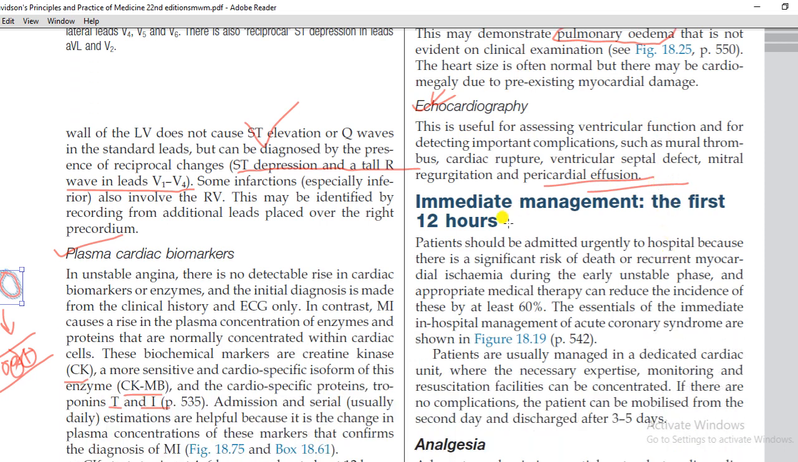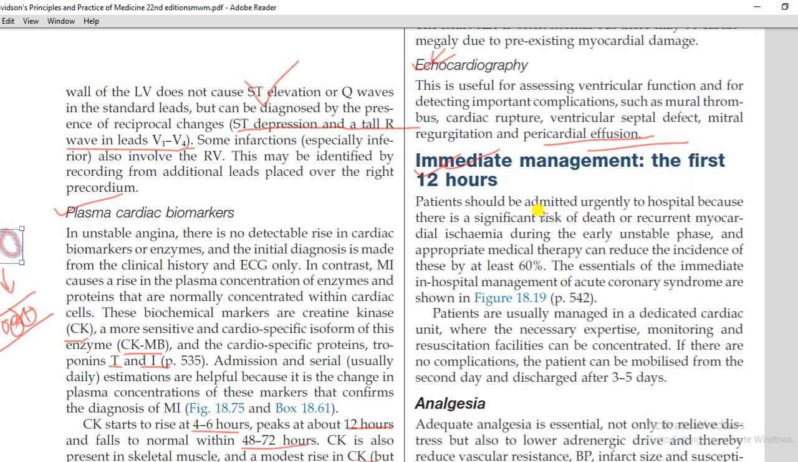Immediate management. The first step is the management of acute coronary syndrome, which is very important. The patient should be admitted urgently to the hospital, obviously, because there is significant risk of death and recurrent myocardial ischemia during the early unstable phase. Recurrent myocardial ischemia often occurs during the early unstable phase, and appropriate medical therapy can reduce the incidence of these by 60%.